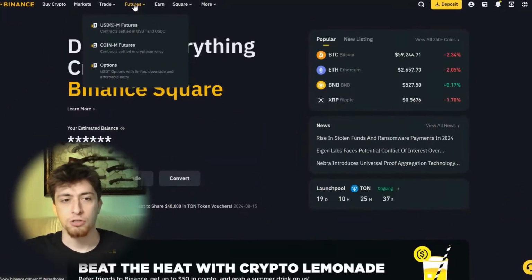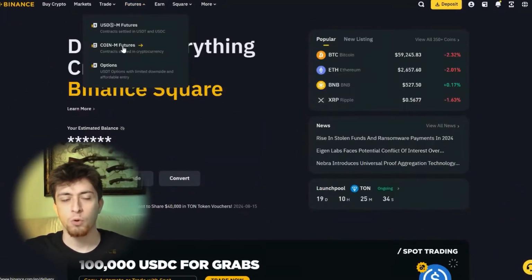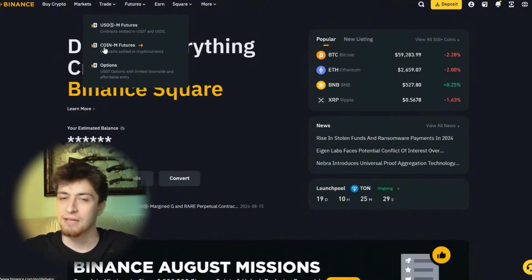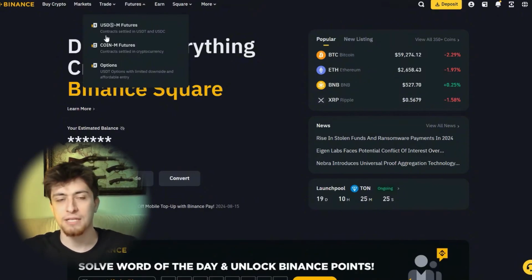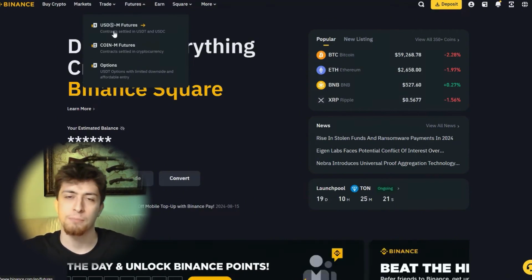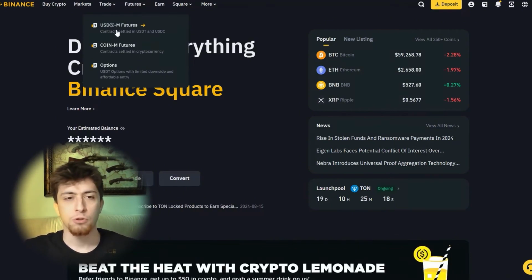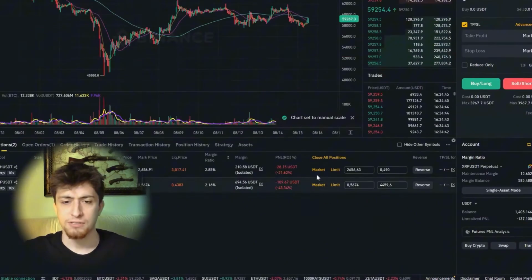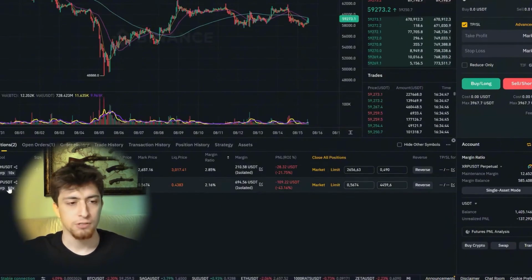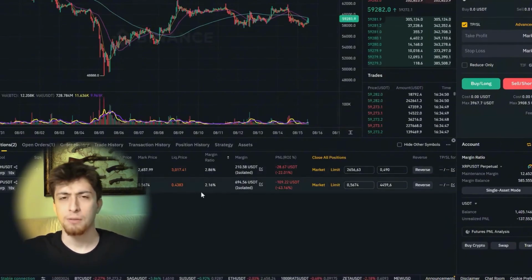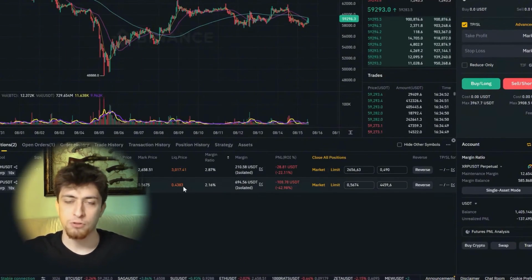In the futures section, there are USDM and CoinM parts. The coin part allows you to trade, short sell, and open long positions using cryptocurrencies. USDM, on the other hand, allows you to trade using USDT, which is based on the US dollar. We generally use USD. As you can see, I have two trades. One is long, the other is short. I opened them with a very small portion of my budget.